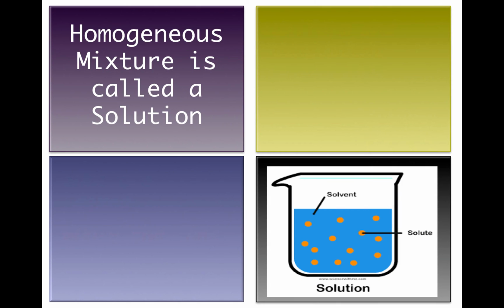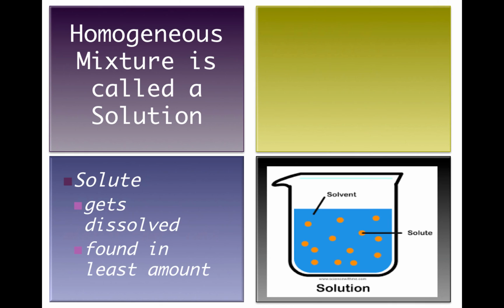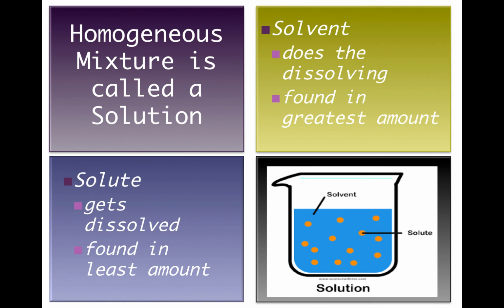A homogeneous mixture is called a solution. A solution is made up of a solute and a solvent. A solute is the component that gets dissolved. It's found in the least amount. The solvent is the component that does the dissolving. It's found in the greatest amount.